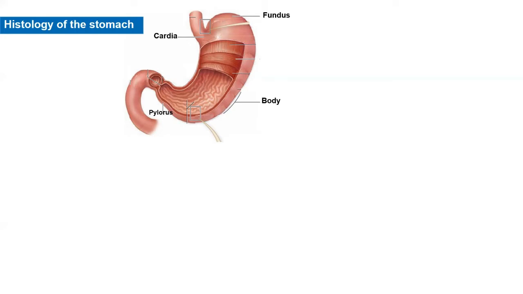The fundus and body are much larger regions, and they are identical in microscopic structure, contain gastric glands, and release acidic gastric juice. And there are some longitudinal mucosal and submucosal folds, known as rugae, present only in the empty stomach and disappearing in the distended stomach.